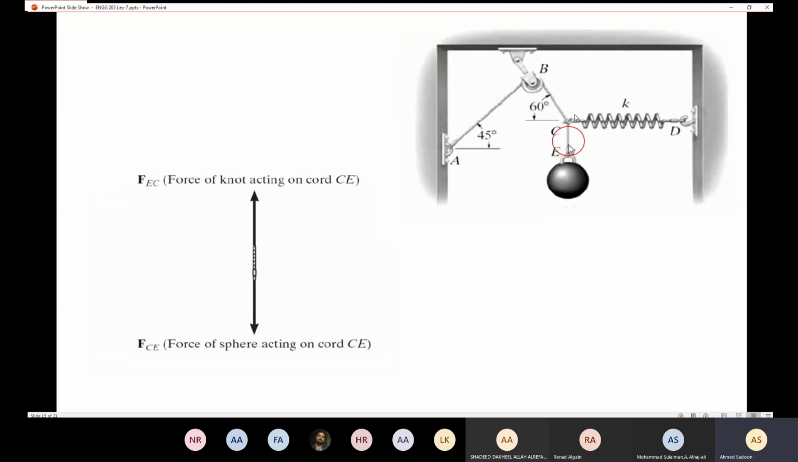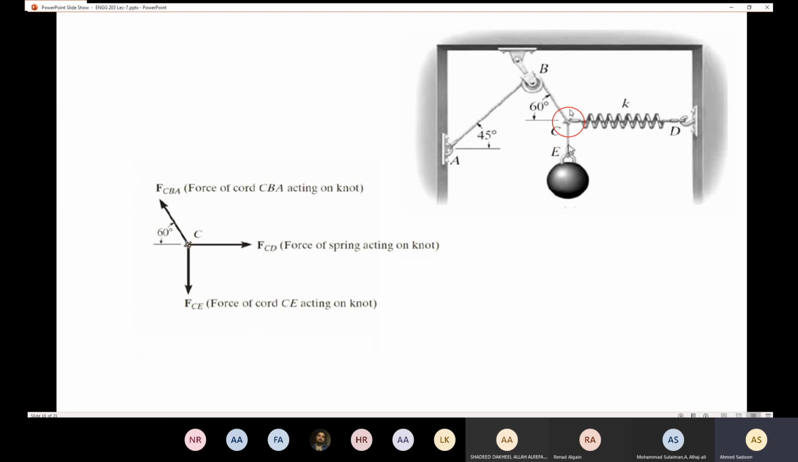What if I want to draw the free body diagram for the cord CE? If I have the cord CE, then I have a weight down here, and I have a force from the knot. So if I draw the free body diagram for the cable CE, this part here, I'm going to have the force EC from the knot here. I'm going to have a force EC here from the sphere which is acting down.